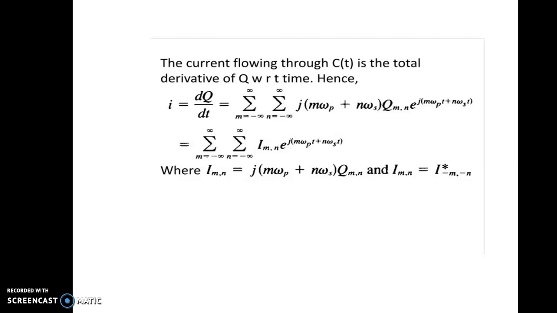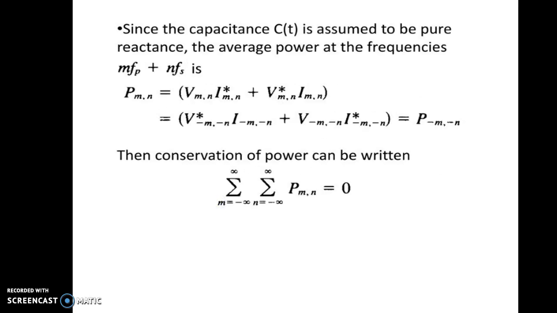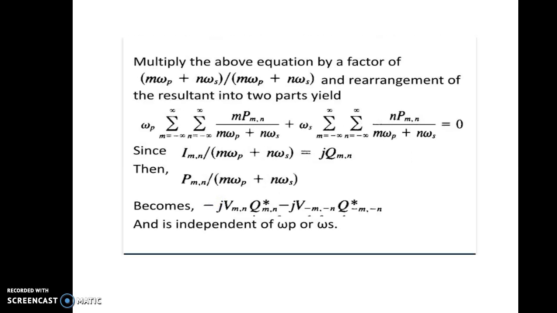The current flowing through C of t is the total derivative of Q with respect to time, and is given by I is equal to dQ by dt. This is the final expression, and I of mn is calculated. Since the capacitance C of t is assumed to be pure reactance, the average power at the frequencies m f of p plus n f of s is given by the expression, and then the conservation of power can be written as the summation, m from minus infinity to plus infinity and n from minus infinity to plus infinity, of P of mn is 0. Multiplying the above equation by the appropriate factors results in two parts.